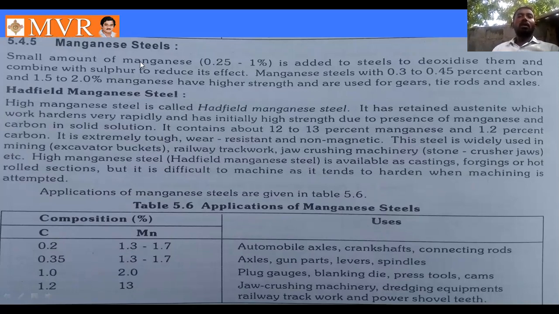So what is manganese steel and what are its applications? In manganese steel generally we use manganese of 0.25 to 1 percent only, but if we use more than 1 percent manganese, that steel we call hard field manganese steel. The highest manganese content is 12 to 13 percent, and the carbon content is 1.2 percent. After that we can manufacture this type of parts. This is the total introduction and applications of manganese steel.